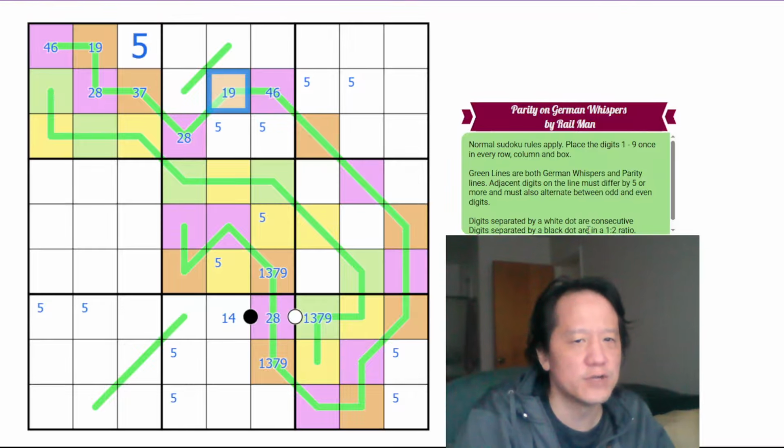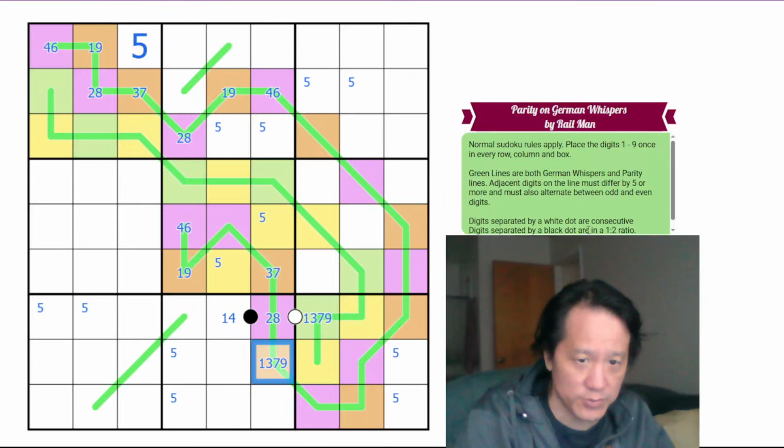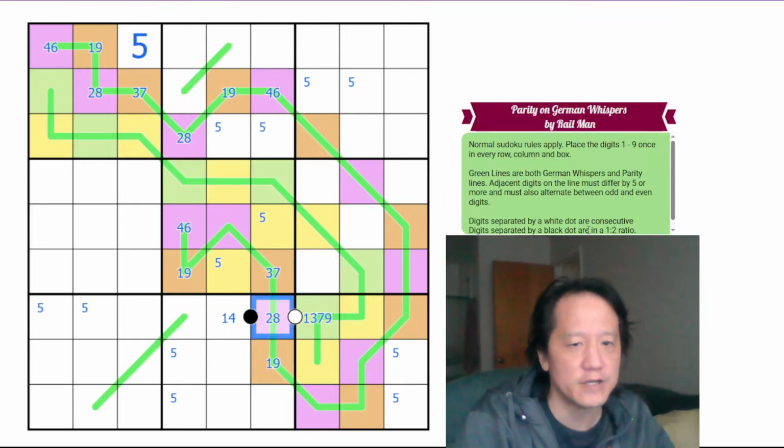So 4 or 6 would have to be next to 1 or 9. This 2 or 8 means this has to be 4 or 6 here, which makes this 1 or 9, so this can't be 1 or 9. It's 3 or 7, which means it can't be 3 or 7. This is the 1 or 9 here. This is 2 or 8.